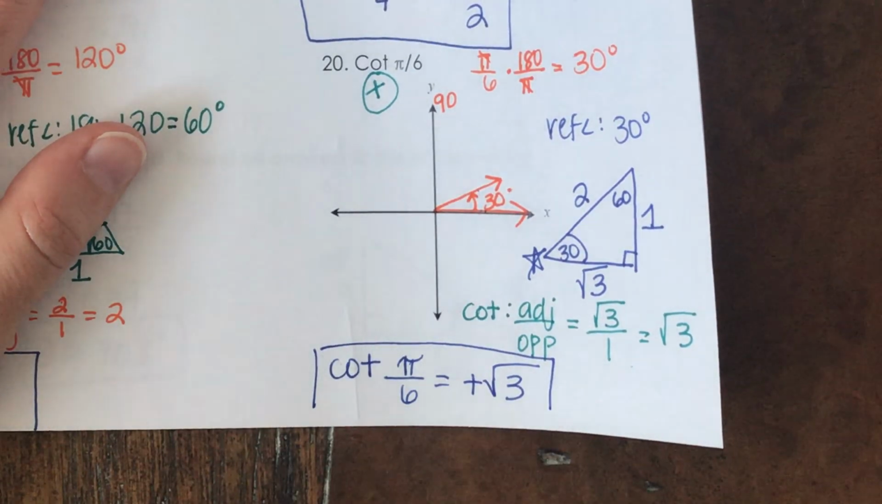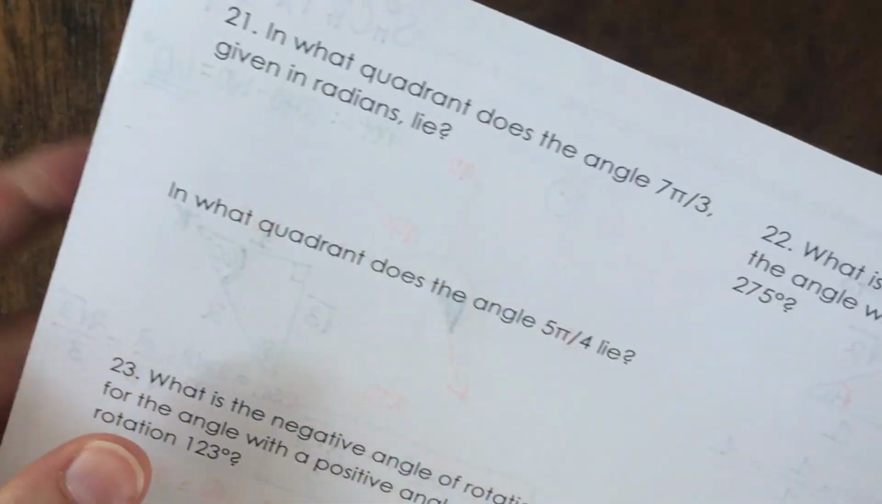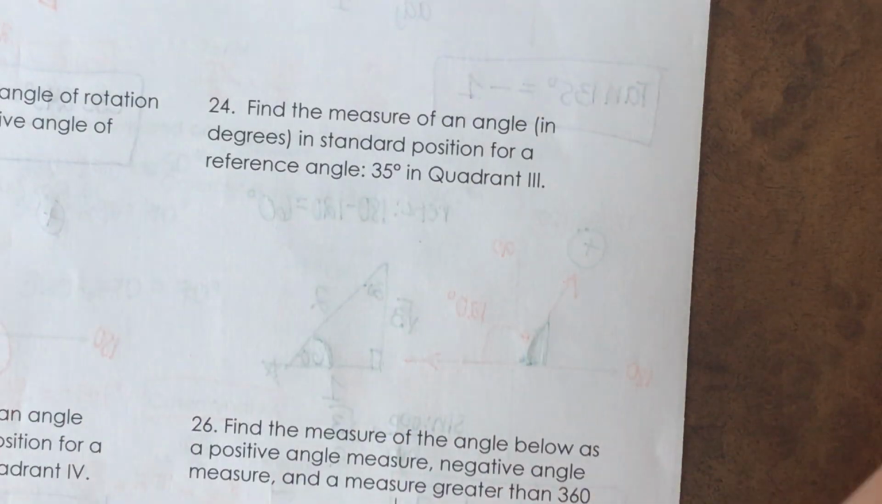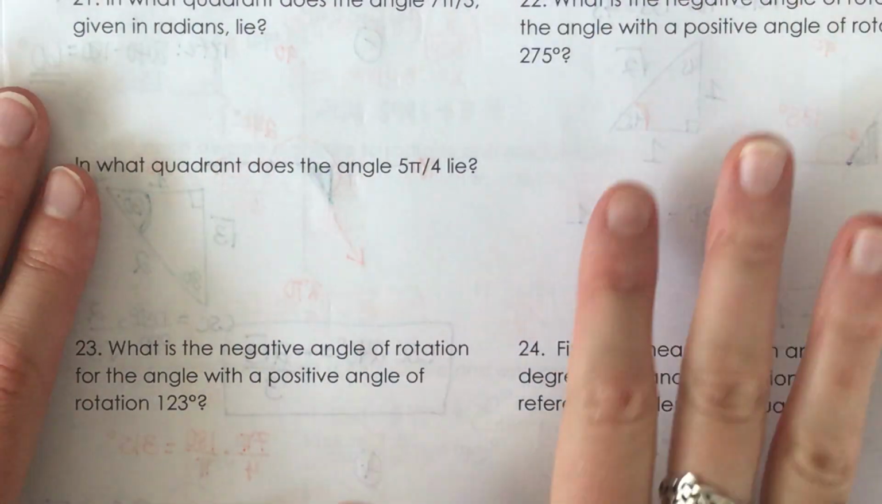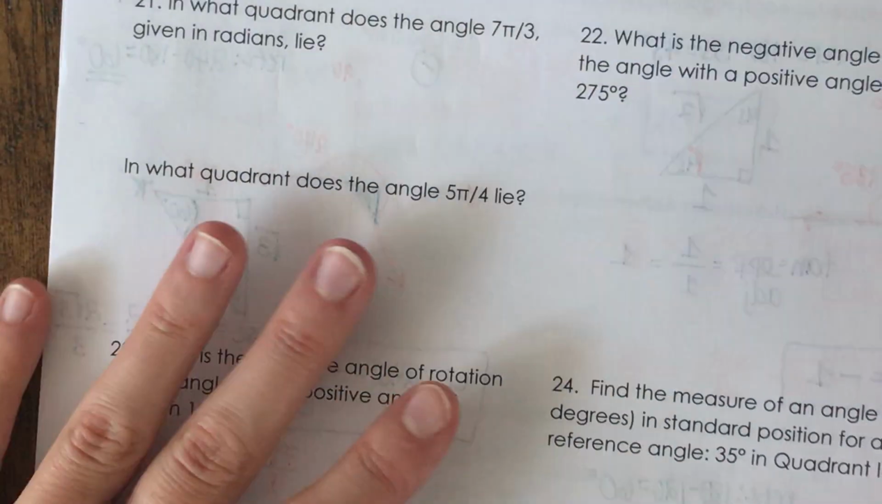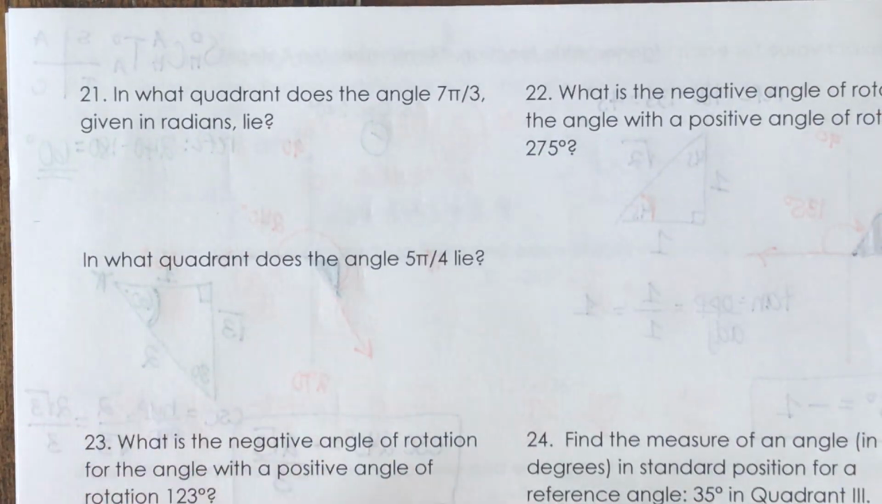Oh, I guess that was hard to see. All right, last page. Now these last ones I think are pretty simple because it's just asking about which quadrant reference angles lie in, so it should be pretty simple. So we should be able to go through these relatively quickly here.